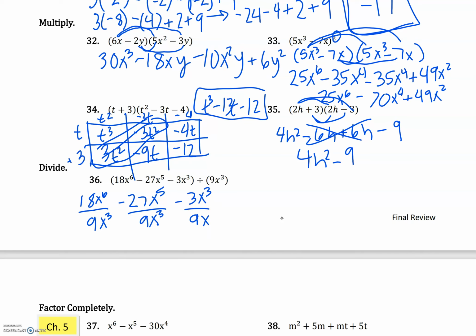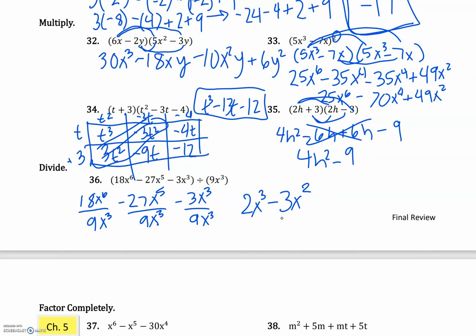And I'm going to simplify each of these three fractions. And the first one, 18 divided by 9, kind of like we were doing up there on problems 28 and 29. 18 divided by 9 is 2. And then we'll subtract the exponent, 6 minus 3, so that's x to the third power, minus 27 divided by 9 is 3. X to the fifth minus 3 is 2.